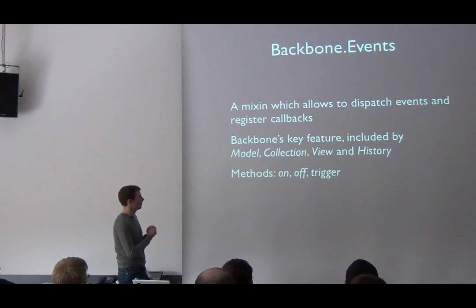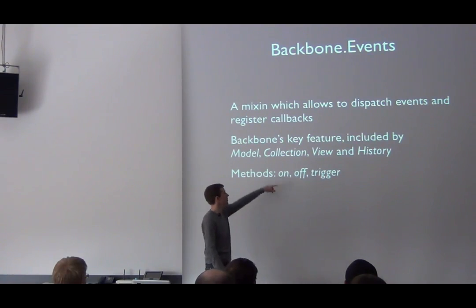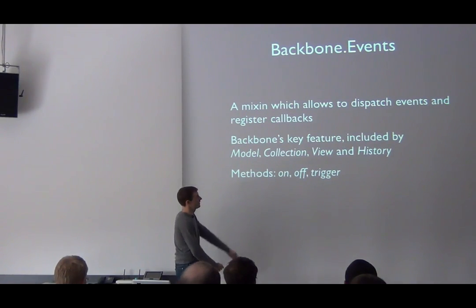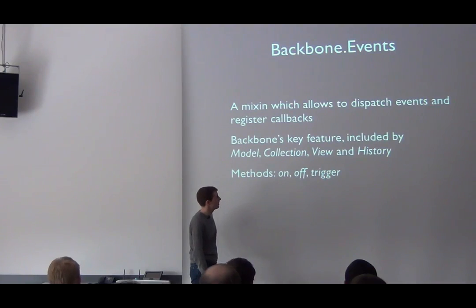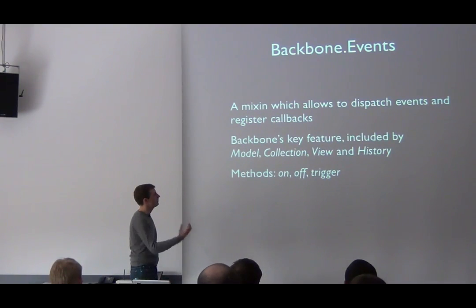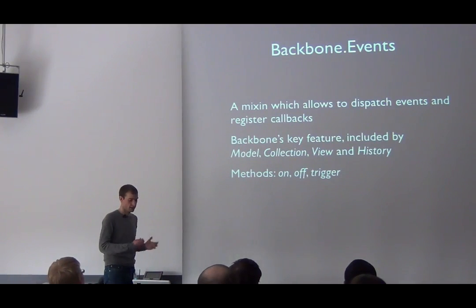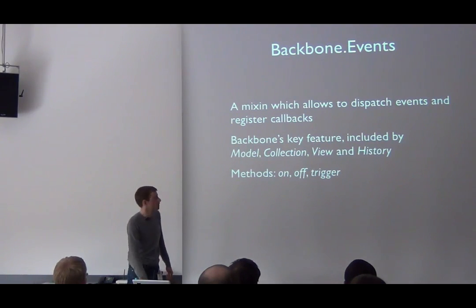So you have 3 methods, like you have in jQuery, for example. You have the on method, the off method, and trigger. With on you can register callbacks. With off you can deregister them, and with trigger you can trigger an event. So this is the key feature of Backbone, which is included in all the other classes. This event-driven approach is basically the most important feature of Backbone, as we will see in a minute.